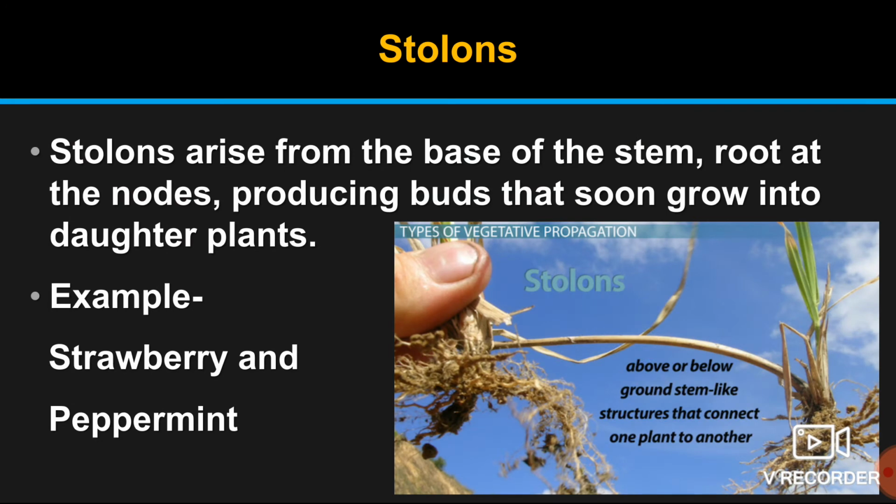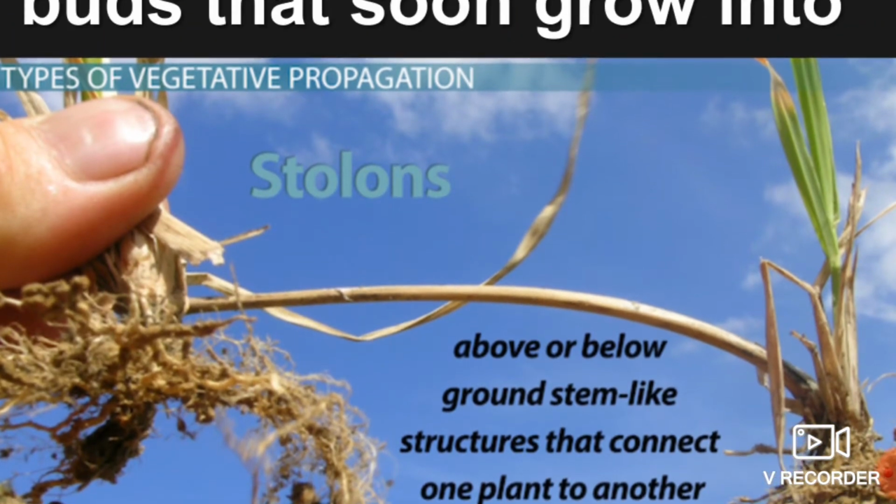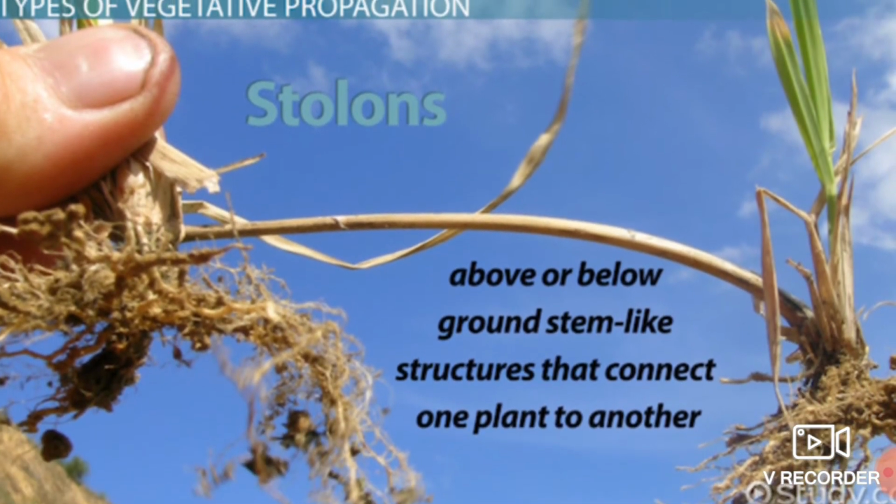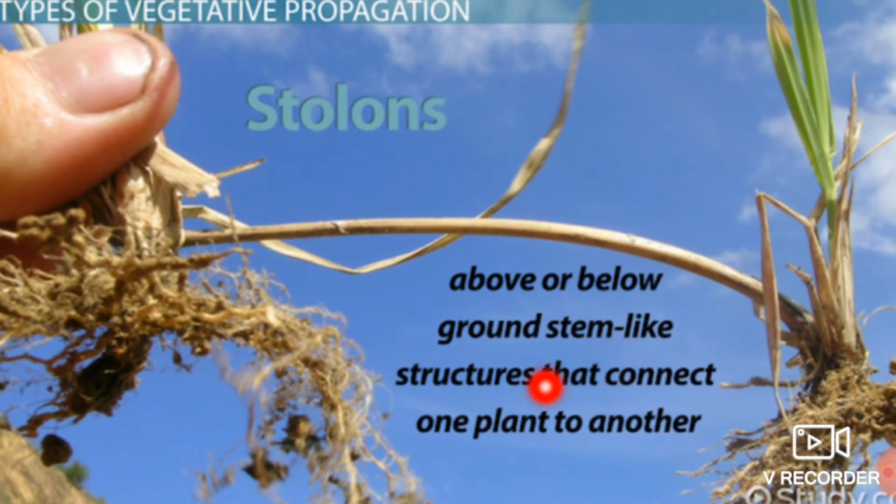The next part is stolon. This is again a different type of modified stem. A stolon arises from the base of the stem, roots at the nodes, producing buds that can soon grow into daughter plants. Examples are strawberry and peppermint. Here you can see the below-ground or above-ground stem-like structure that connects one plant to another.